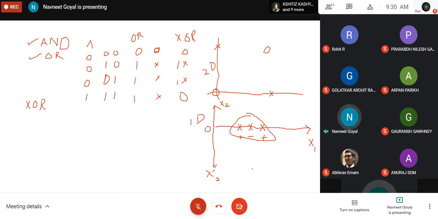But if we take x2 and square the values, okay? So suppose this value is 2, this is 3, and this is 4, all right? So if I square them, then what happens? Square means 2 becomes 4, so the point moves here, right? 3 becomes 9, the point moves here, and 4 becomes 16, so it moves somewhere here, right?